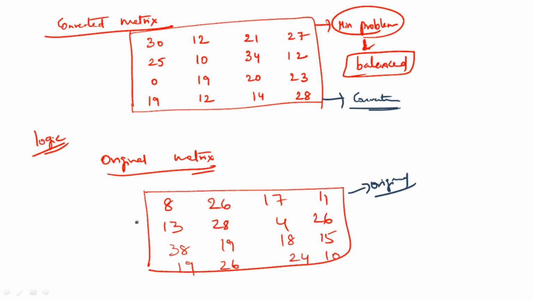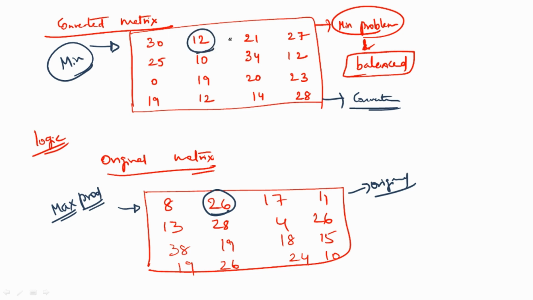For example, let's take this first row. Your objective is to maximize, correct? Because it is production. So your objective is to maximize the production, correct? Tell me, in the first row, you will select which one? 26. Correct? Yes. Whereas, look at the converted matrix in the first row. Now, your objective with respect to the converted matrix is to what? Minimize, correct? If your target is to minimize, which one will you select from the first row? 12, because that is the least.